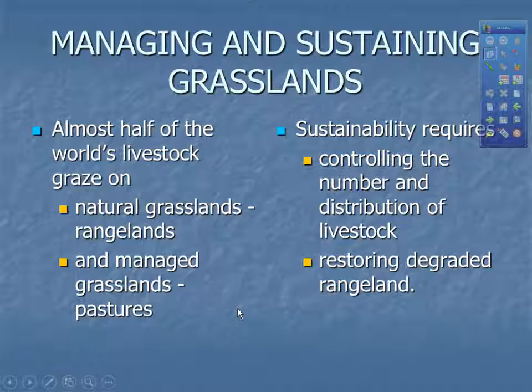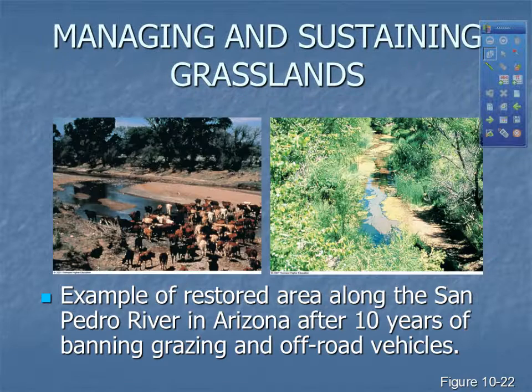To sustain those herds of grazers, you have to control how many you have, so you don't have too many that are going to eat all the grass. You have to allow the grass time to come back, and then you have to restore the degraded rangeland. So give it time. You have to move your herds around, give it time to recover, space stuff out. We always need that recovery time.